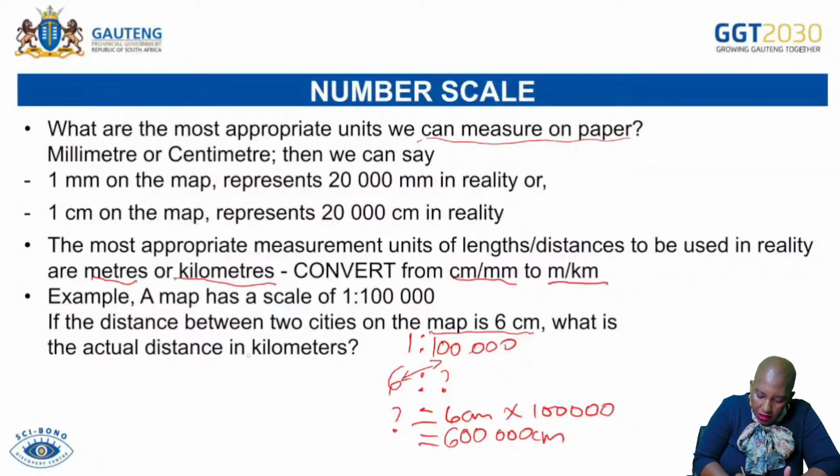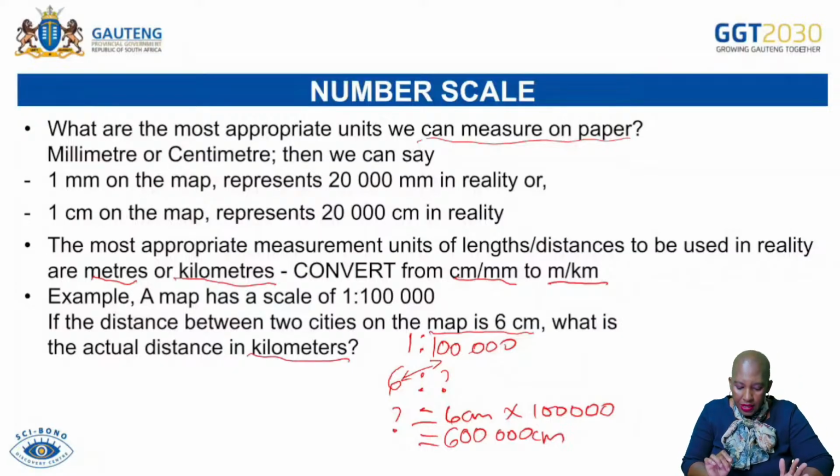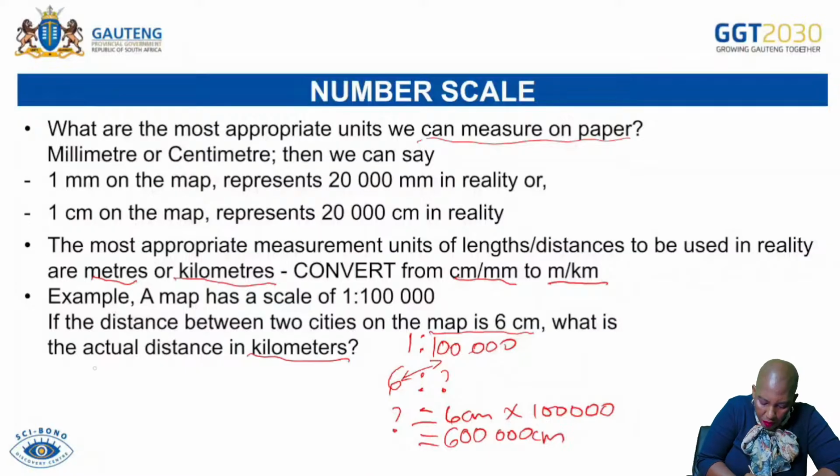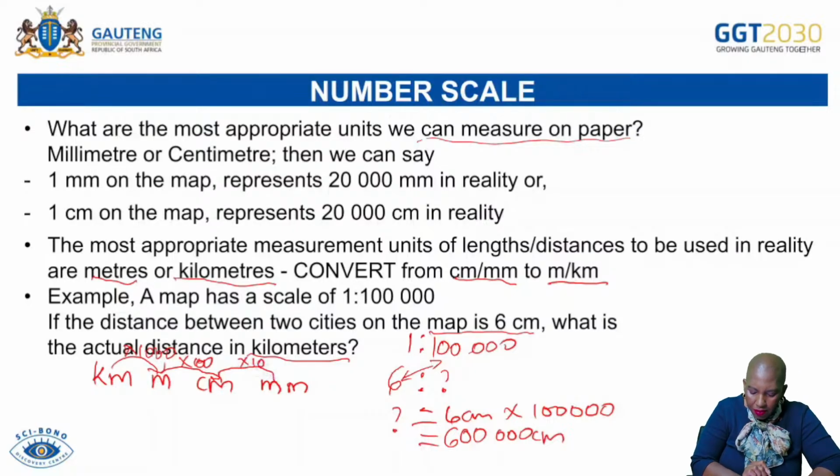No, they said your answer must be in kilometers. Where do we go now? We go back to our usual conversions, centimeters and millimeters. And then we said from kilometers to meters, we multiply by 1,000. Don't forget this. I always love to do this so that I don't forget. Then I know I have to multiply by 100 from meters to centimeters, and then from centimeters to millimeters, I multiply by 10.